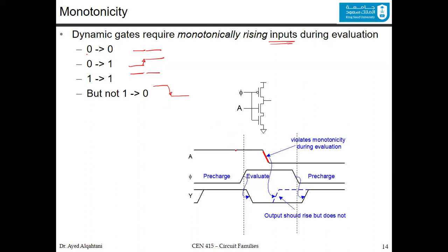And now let's see what's happening and why this is terrible for us. If you have phi here, and this is an inverter that is footed as well, you expect that if you have 0 here in the evaluate, you will get 1. If you have 1, then you get 0. That's the expectation. Now what happens is, if in the evaluate you have this forbidden case where the input falls, so the input was 1 and then becomes 0.